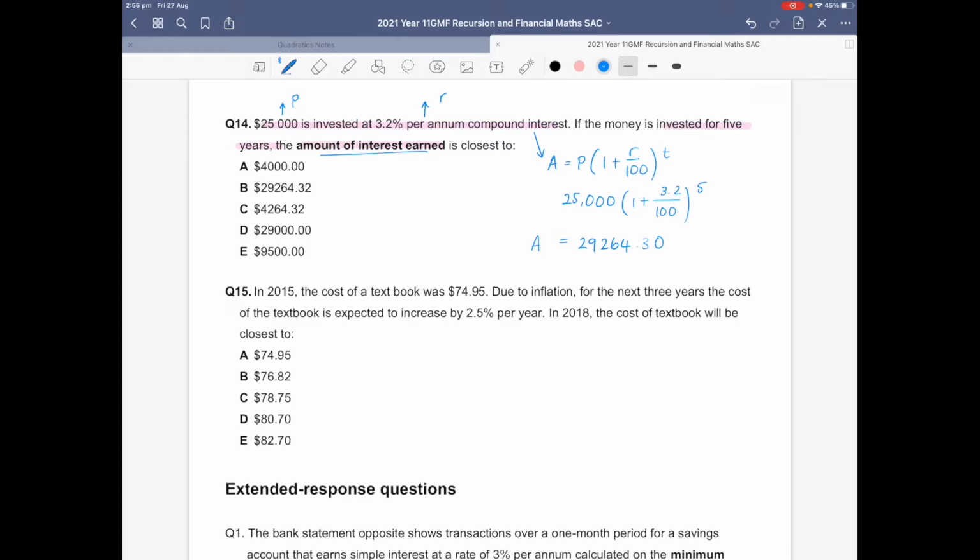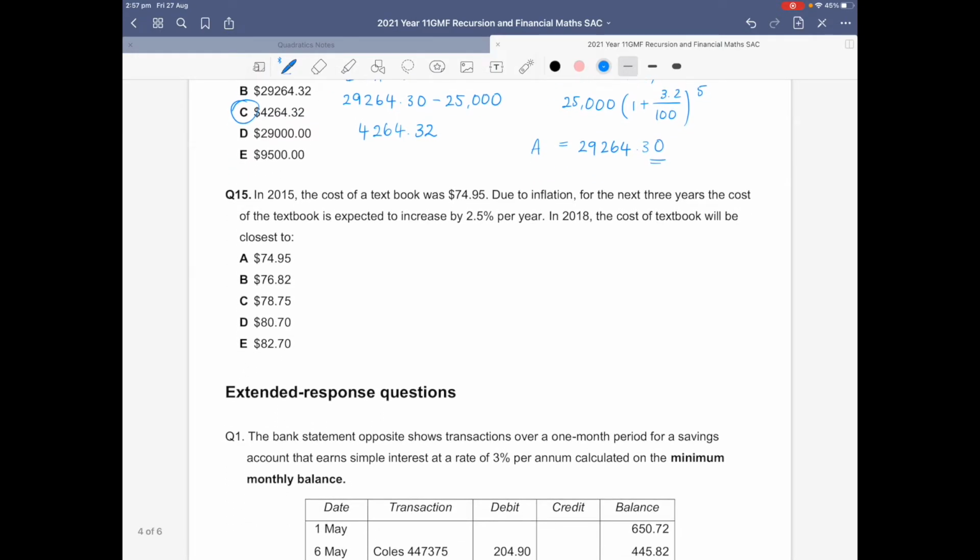Alright, so now we need to do the second part, which is to actually just work out the amount of interest. So remember, A is telling us it's interest and the principal combined. So we need to then do interest equals A minus P. So that would be $29,264.30 minus $25,000. And that will give us an answer of $4,264.32. So obviously I have rounded my answer here. So that is approximately C.